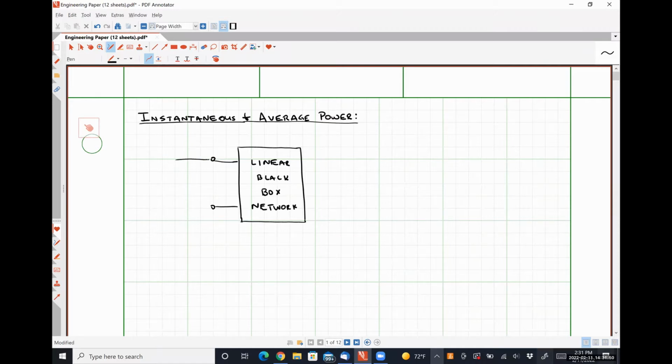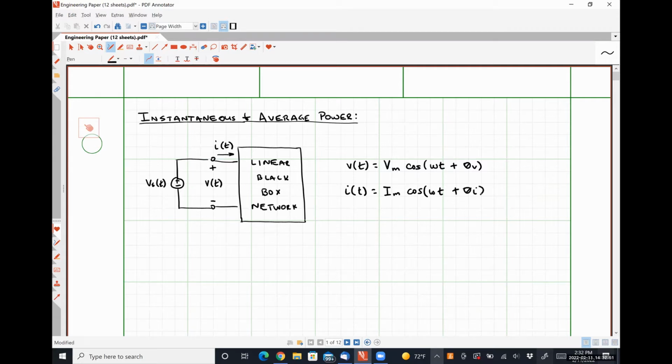If we applied a voltage Vs of t across this network's terminals, we would expect to see a voltage V of t across the terminals of our network and a current I of t flowing into our network, where if V of t is of the form Vm cosine omega t plus theta v volts, I of t is expected to be of the form Im cosine omega t plus theta I amps.